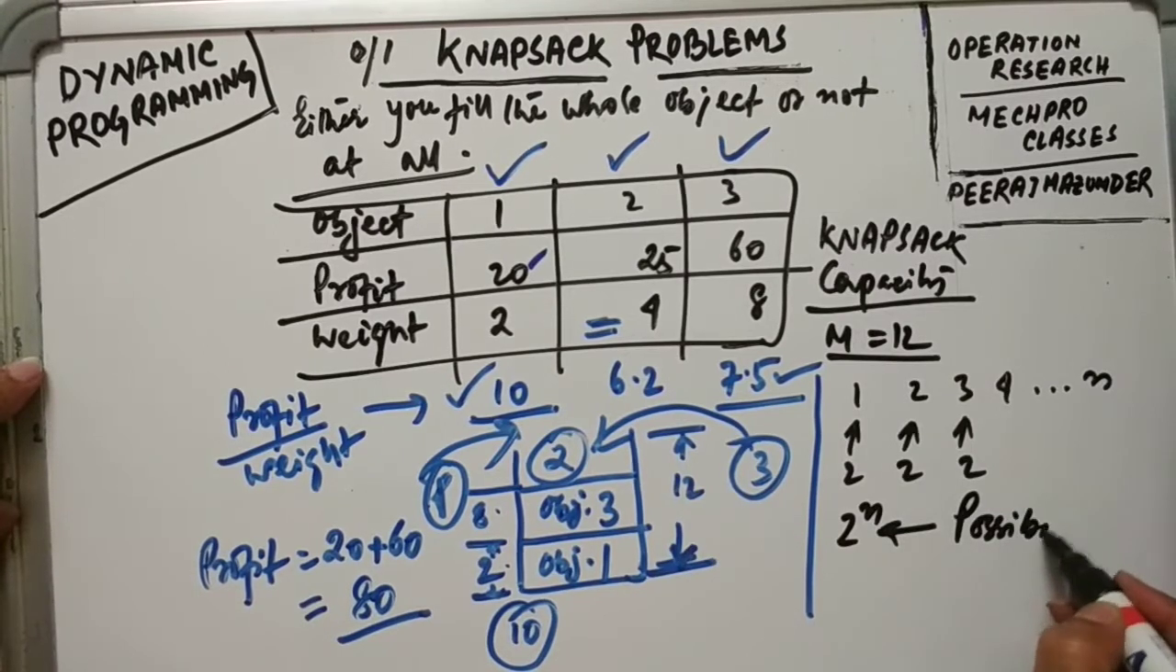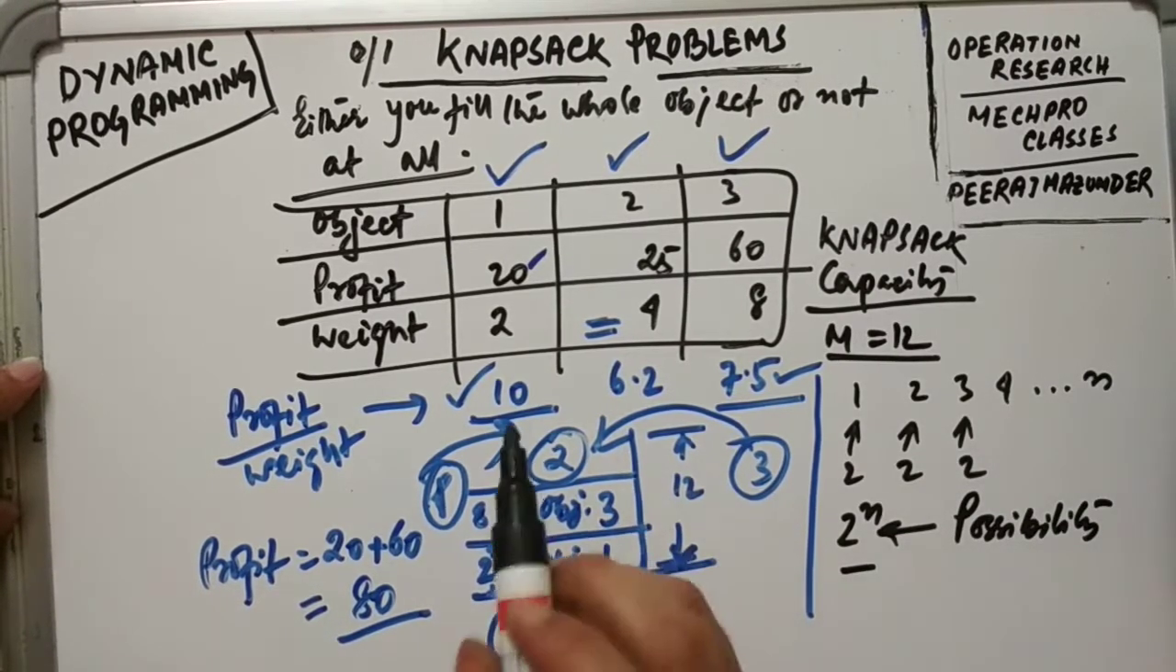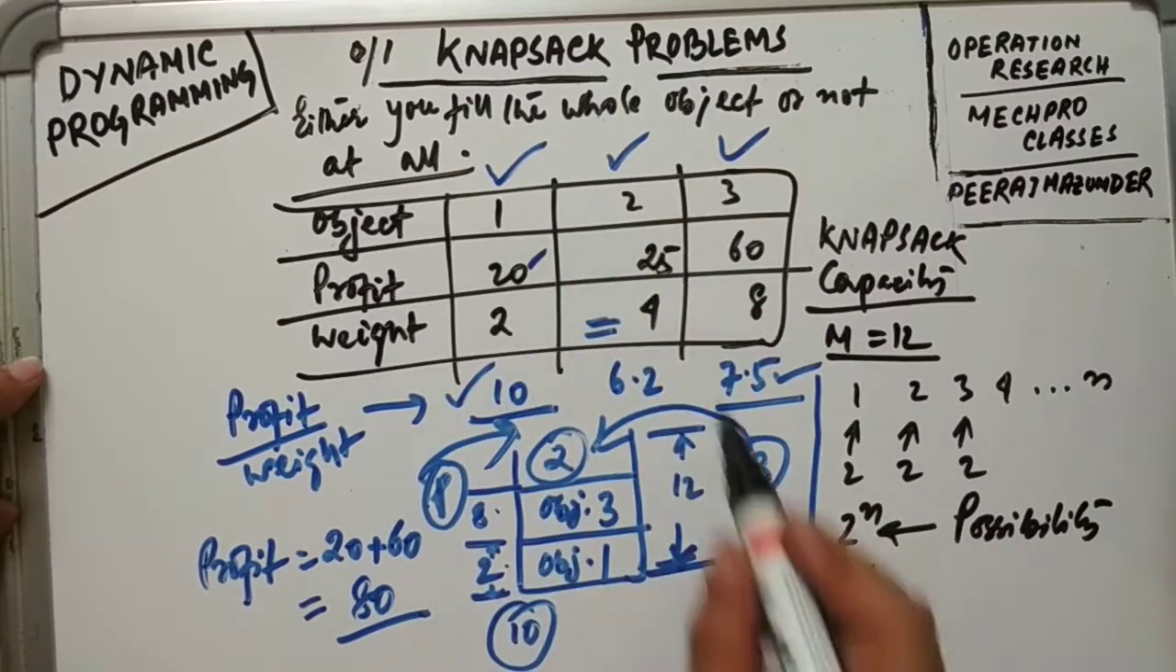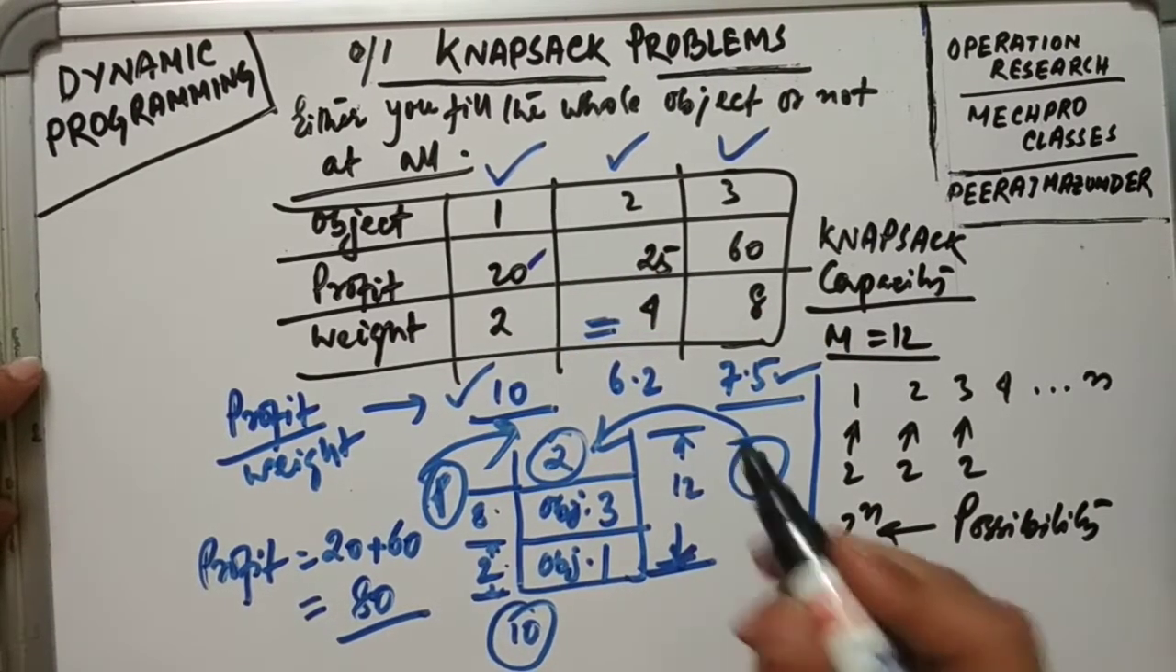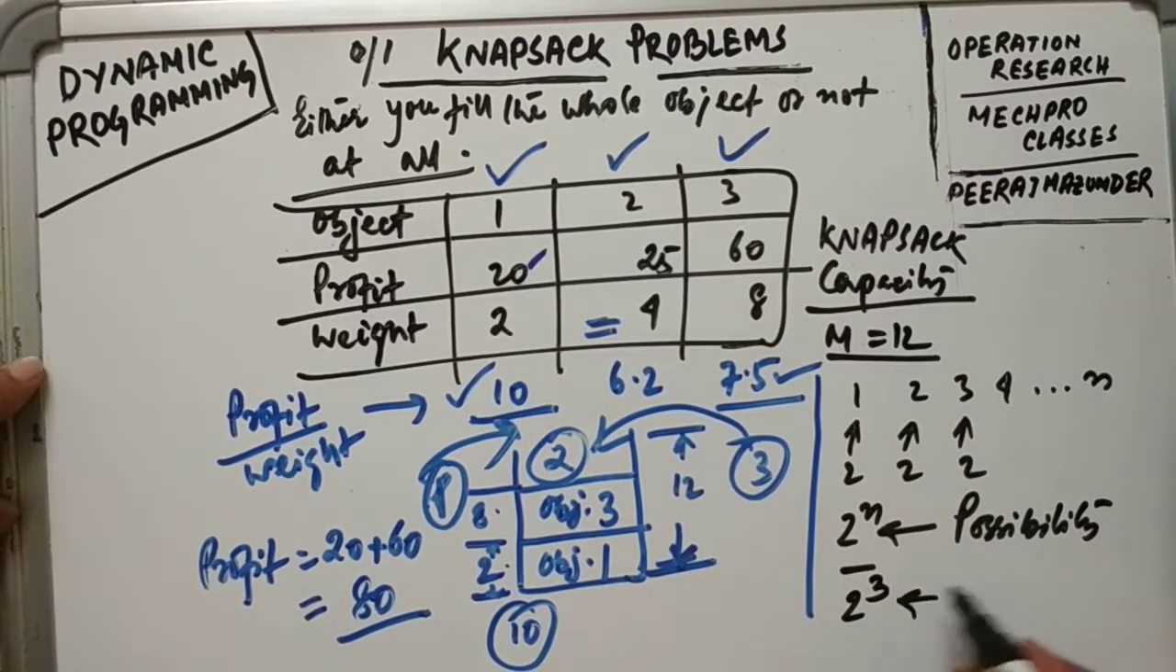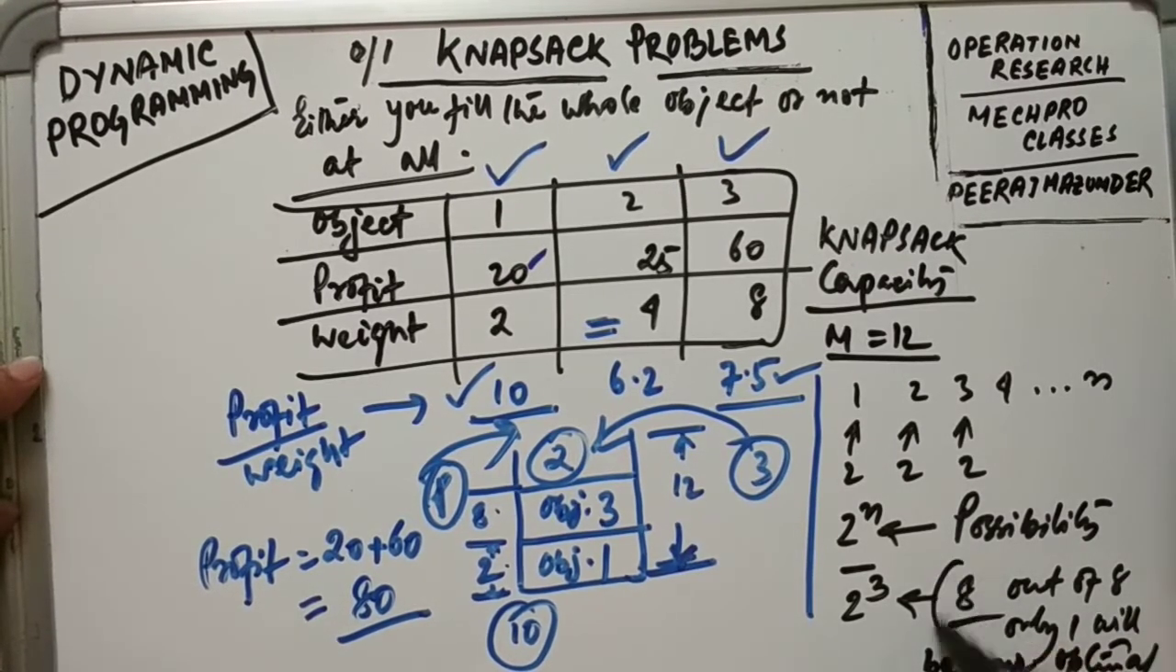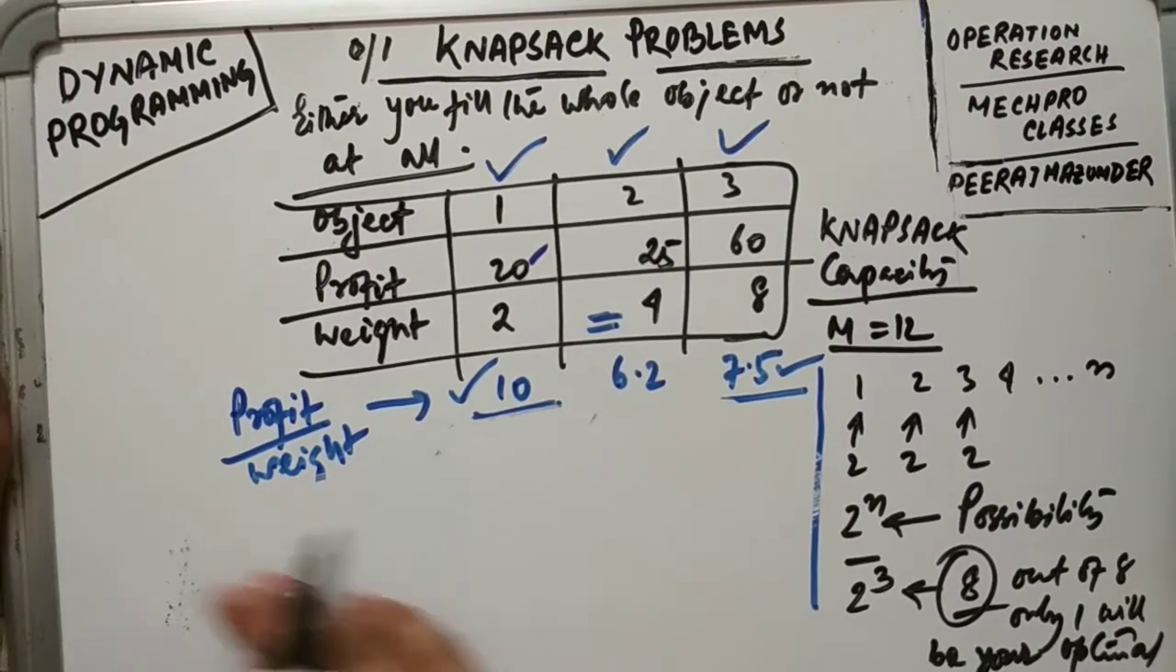Now look, how many items are there? 3 items. So for this particular problem we have 2 to the power 3 possibilities, that is 8. Out of these 8, only 1 will be the optimal solution. We have to find all 8 ways, and find the optimal one out of those 8 ways.